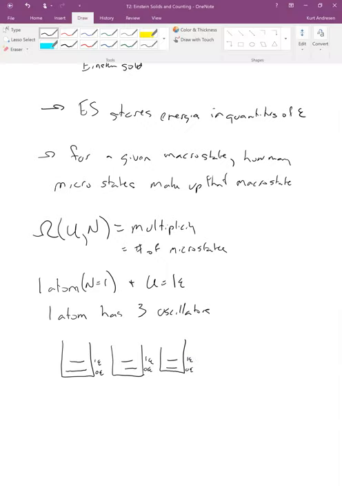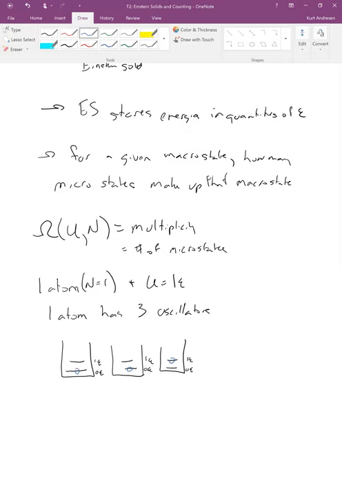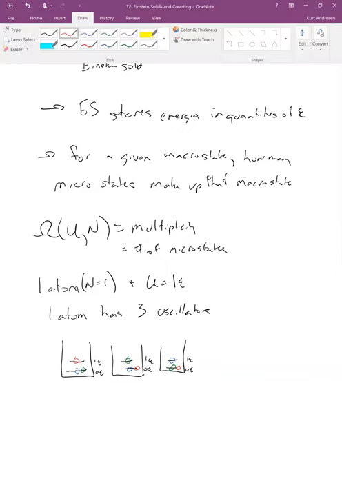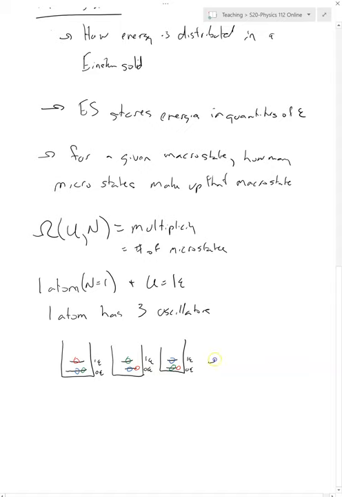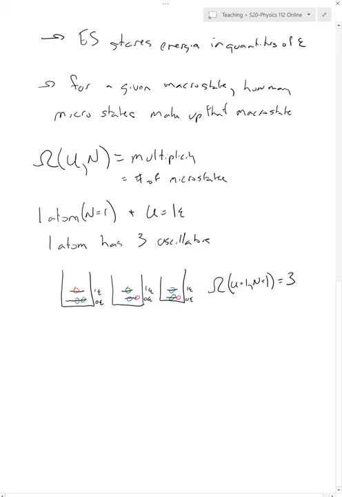There are three different arrangements we can have. I'll use different colors for them. We can have 0, 0, 1. We can have 0, 1, 0. Or we can have 1, 0, 0. Those are the three different ways that we can arrange one unit of energy in one atom. So we would say for this system, the multiplicity of U equal to 1 and N equal to 1 is 3, because there are three different ways of arranging that one unit of energy among those three different oscillators. I hope that makes sense. That's the basic idea.